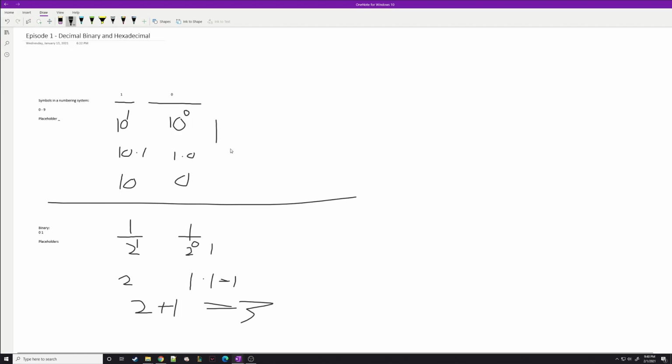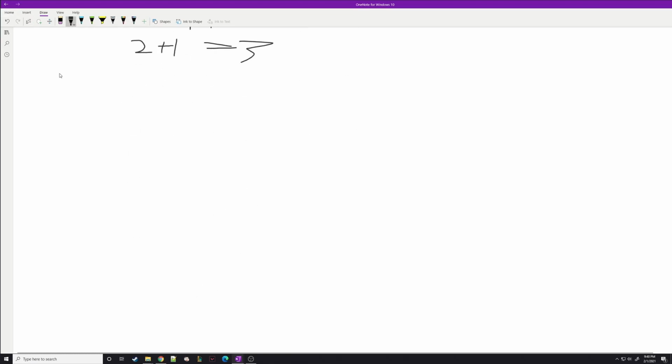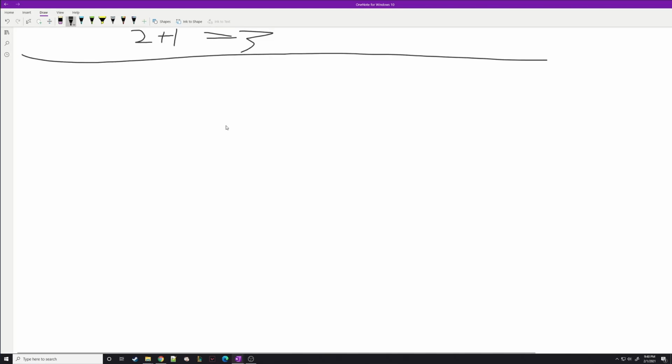The next thing that we are going to do is talk about bits and bytes. So a bit is equal to a 1 or a 0. And a byte is equal to 8 bits.